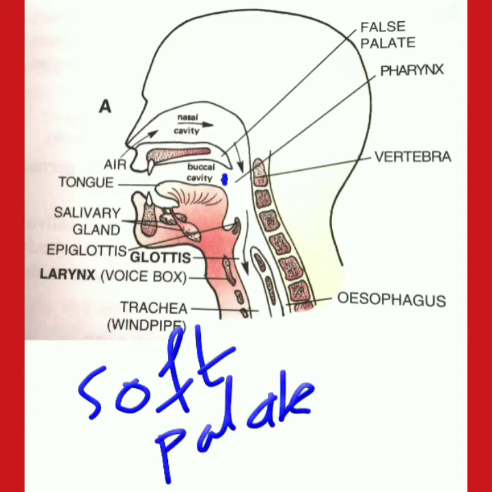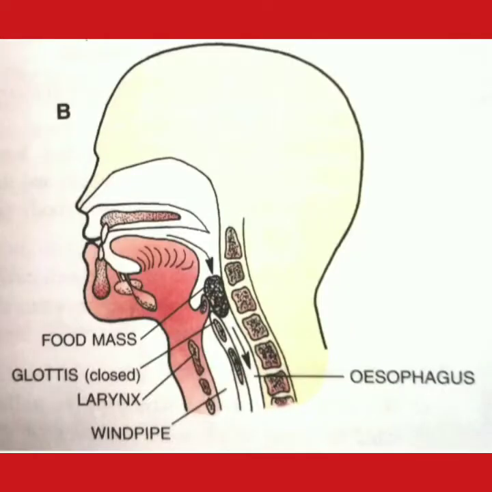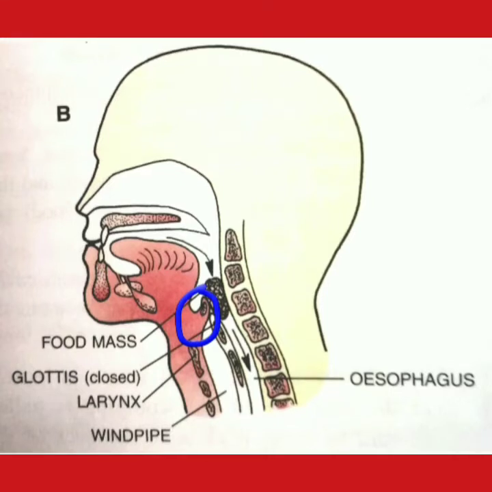closes the opening between the throat and the nasal passage. The larynx, also called voice box, which is located at the entrance of the windpipe, this one is the windpipe, is pulled upward to bring it close to the back of the tongue. A flap called epiglottis closes its opening. Thus, the only passage available to the swallowed food is that of the esophagus, this chamber.